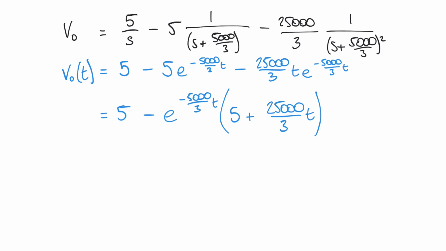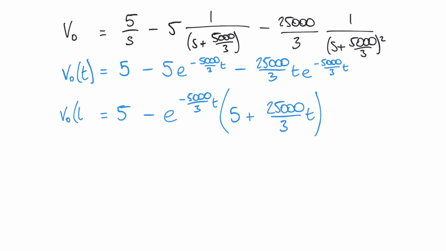Notice that both of these second and third terms were negative, but because we're pulling out a negative factor, that minus exponential there, minus e to the power, it means that what's left behind are both positive terms, 5 plus 25,000 over 3t. So that's hopefully a tidier formulation of the same result. But that's our output response in the time domain.